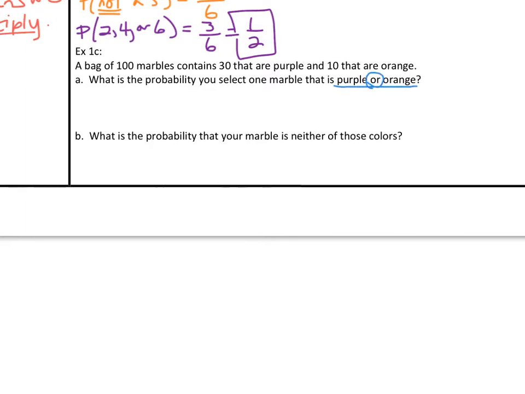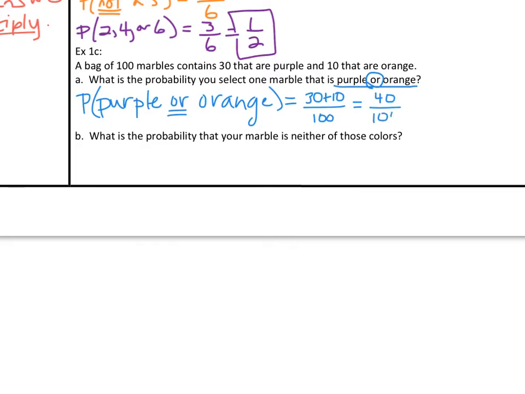So "or" is going to be a unique way to describe this now. We want just one marble, the probability that it is purple or orange. "Or" is going to be significant in this process. There are 30 that are purple and there are 10 that are orange. If we want one or the other, we would add those two together out of the total number of marbles possible. That means there are 40 marbles in that bag that are one or the other color. 40 out of 100 would be our probability, which reduces down to 2/5.